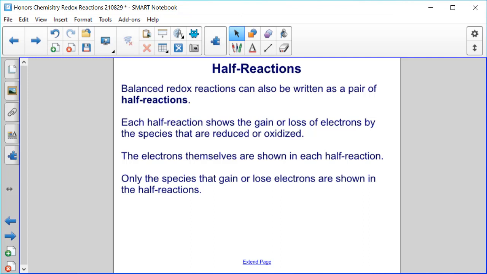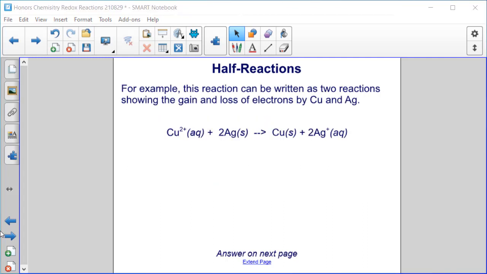So if there are any species that are not oxidized or not reduced, like maybe if we have oxygen or hydrogen that doesn't change from reactant to product, then we wouldn't show that in a half reaction. For example, this reaction that we've seen before between copper and silver can be written as two reactions showing the gain and loss of electrons by copper and silver.